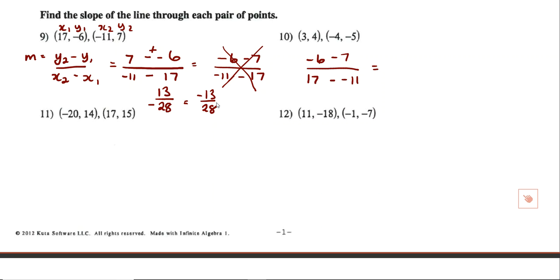In terms of water in the faucet, what would that gradient mean? Please don't put your head down now and try and do the next one. I've asked you a very important question. What does that negative 13 divided by 28 mean in terms of water tank?